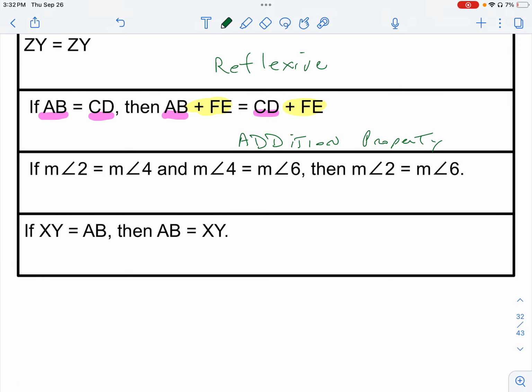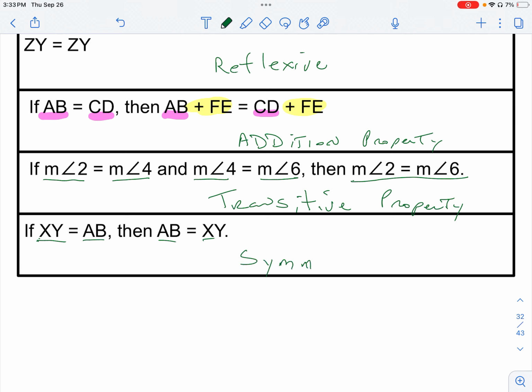All right, last two. The measure of 2 equals the measure of 4. The measure of 4 equals the measure of 6. So the measure of 2 equals the measure of the 6. Once again, transitive property. All right, last one, xy equals AB, then AB equals xy. It's the same coming and going. So it is the symmetric property. Congratulations, we are done.